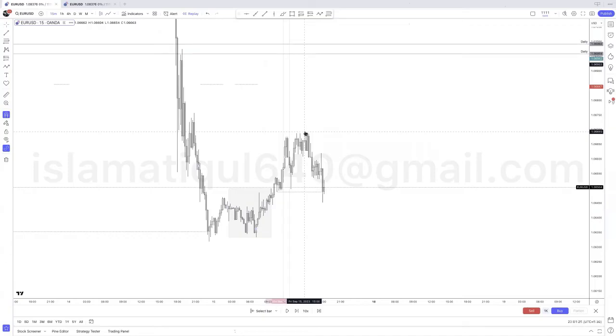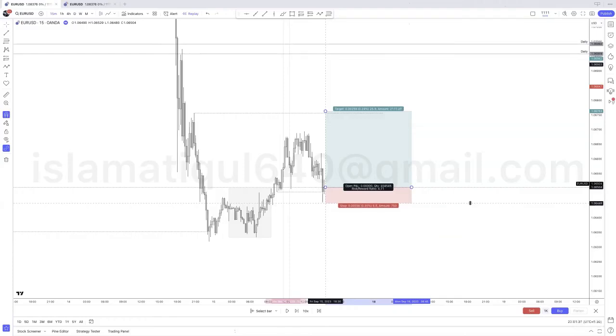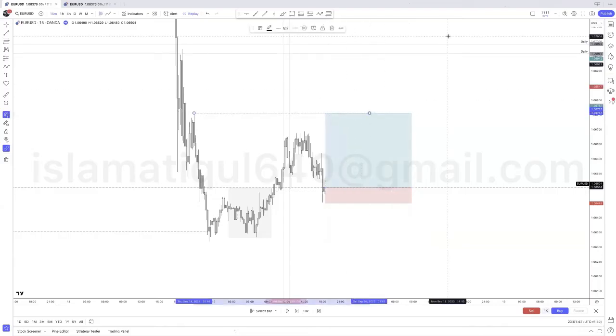Because we have a lot of liquidity resting here, right? So much liquidity. I'm going to place the buy right away. Stop loss below this. I'm going to risk like 0.7% or something here. We have a 25 pip target.